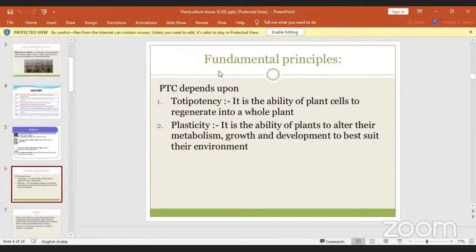So fundamental principles. In that, one is totipotency and the second one is plasticity. Totipotency: the cell has the ability to divide and form new plants, meaning an entire plant cell divides and produces a new plant. That capacity of the cell to divide and produce more cells, and these cells again and again divide and produce a number of cells and tissues, which associate and form completely a new plantlet. That is called totipotency.